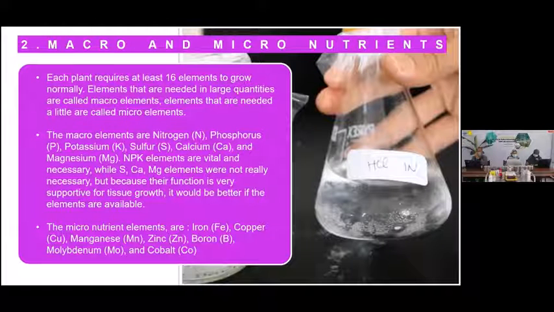Okay, the second is macro and micro elements. The macro elements are nitrogen, phosphorus, potassium, sulfur, calcium, and magnesium. The micro elements are iron, copper, manganese, zinc, boron, molybdenum, and cobalt. Elements that are needed in large quantity we call macro elements, and in a little we call micro elements.